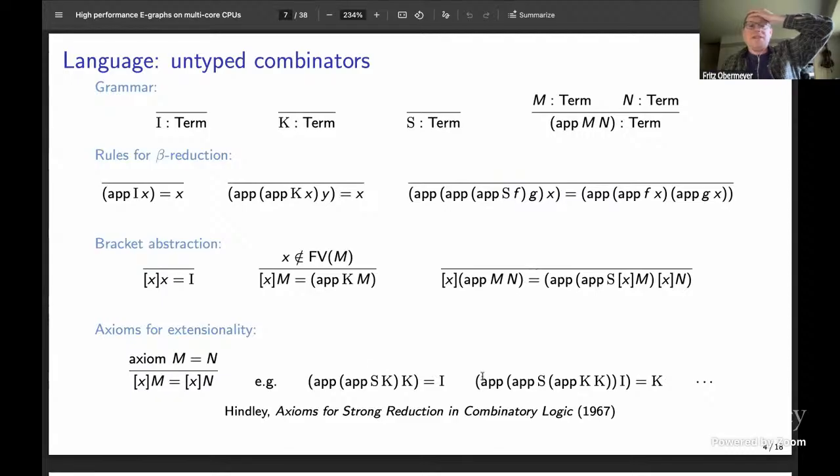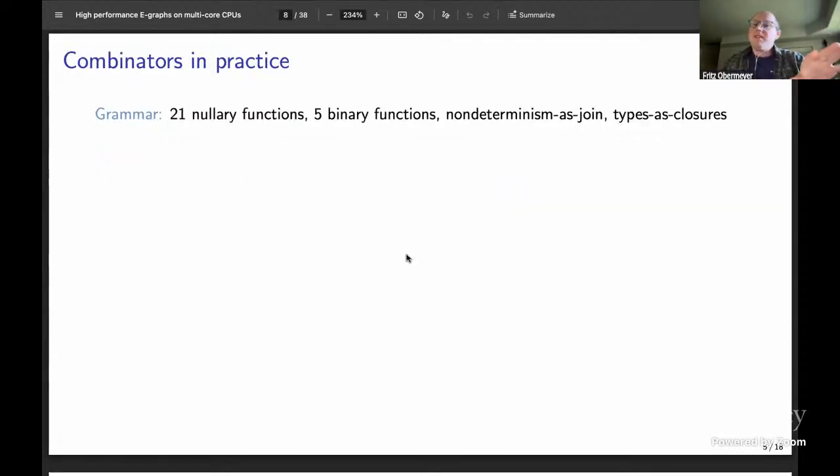that generate these axioms. In practice, the language I deal with is a little more complex than just the SKI combinators. I have 21 nullary functions this month and 5 binary functions. I'm also interested in adding a join. I'm a big fan of Dana Scott, who lives in Berkeley, and I love his lattice theories of lambda calculus. So I work with a join, an extra combinator that obeys the ACI laws.